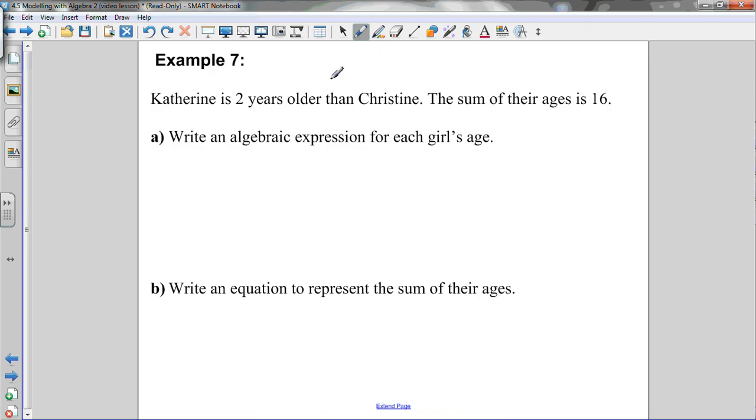Okay, last example that we'll do. I have Catherine and Christine. It says Catherine is 2 years older than Christine. The sum of their ages is 16. Write an algebraic expression for each girl's age. That's what part A says. So I have Catherine and I have Christine.